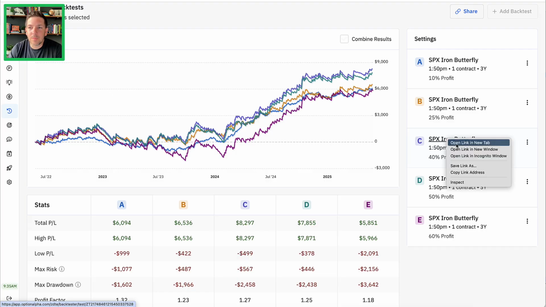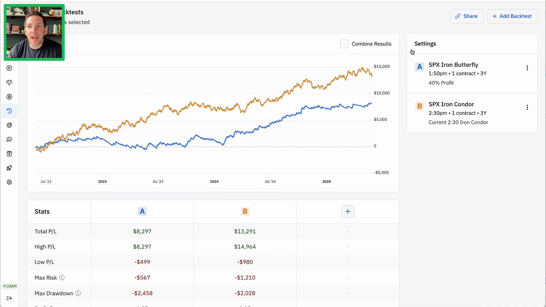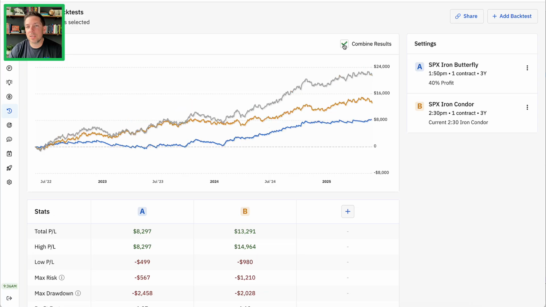So what I've done is I basically opened up strategy number C in a new tab. And I've also added to this my current backtest that I've run for my existing bot, which is my 230 entry iron condor. So you can see this was strategy number C, the iron butterfly at 150, taking profits at 40%. And then you also have the iron condor here that I'm currently running. And so what I wanted to see is, okay, do these strategies essentially conflict with one another? Do they decrease when combined together?